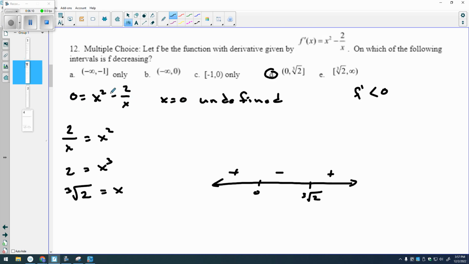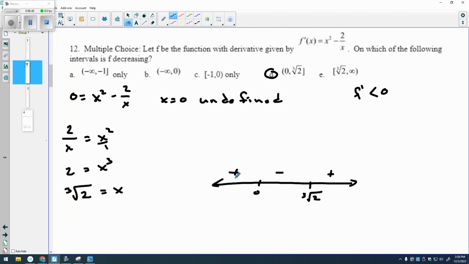This is equal to 0. I'm going to add the 2 over x to both sides. I'm going to cross multiply. So I get x cubed equals 2. Take the cube root, and I get these two critical values. Had you not done the undefined part, you would have missed this 0, and you would not have got that answer. Be careful. Undefined or equal to 0.